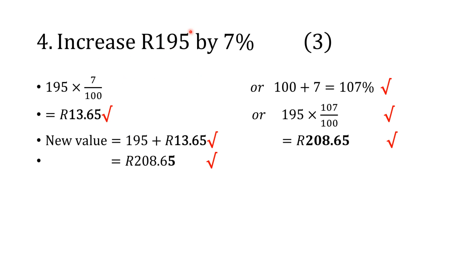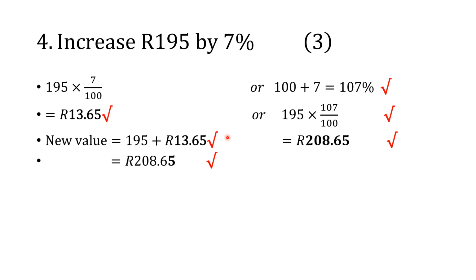Alright, increase 195 by 7%. Again, the word increase means I must get a bigger value. 7%, I assume you remember, is 7 over 100. So I'm first going to work out what's 7% of 195. So 195 times 7 divided by 100 gives me 13 Rand 65 cents. So my new value would be 195 plus the 13.65, which gives me 208 Rand 65. 1 mark for calculating what 7% is, second mark for adding it to the total given, and third mark for the correct answer.